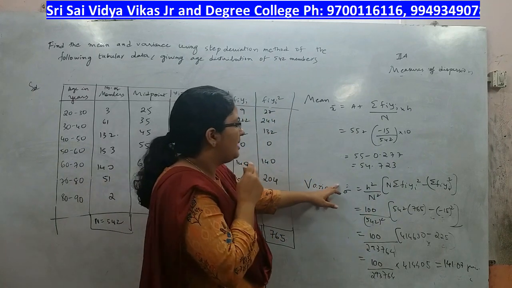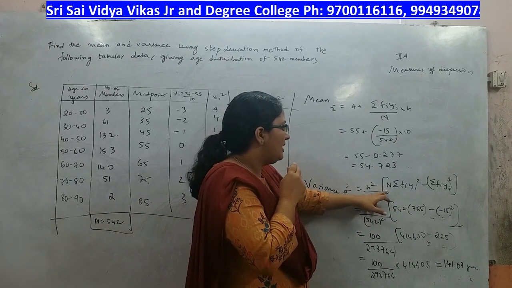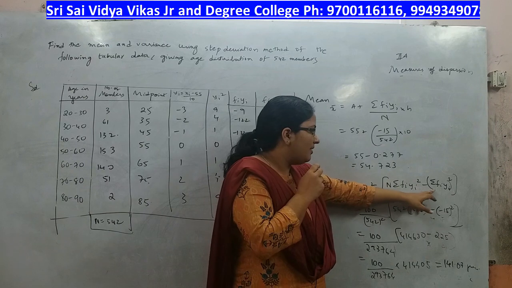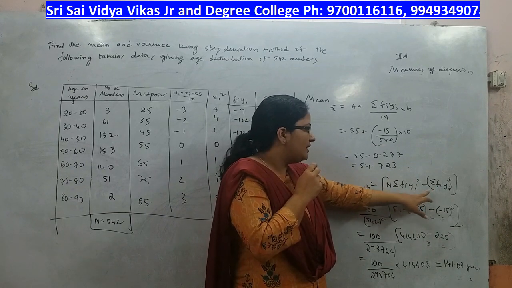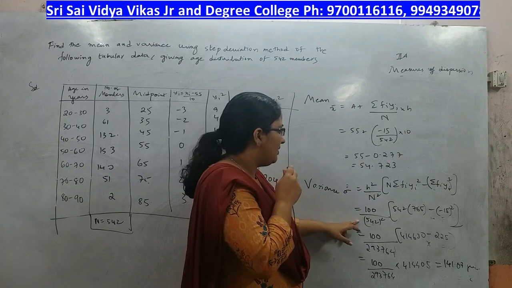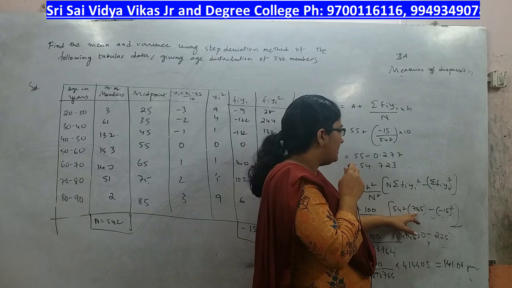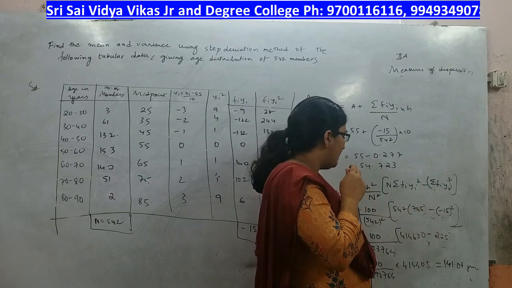Variance formula, sigma square is equal to h square by n square into n into summation fi yi square minus summation fi yi whole square. This is summation fi yi whole square. h square is 100 by n square is 542 square. This is 542 into 765 minus of minus 15 square.